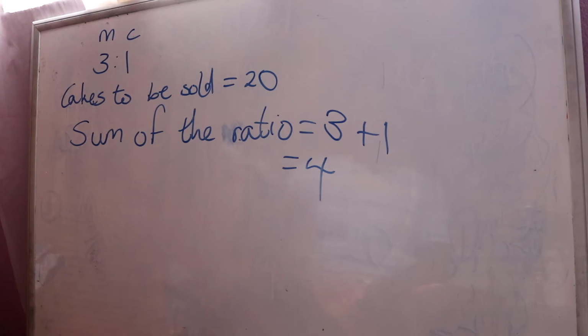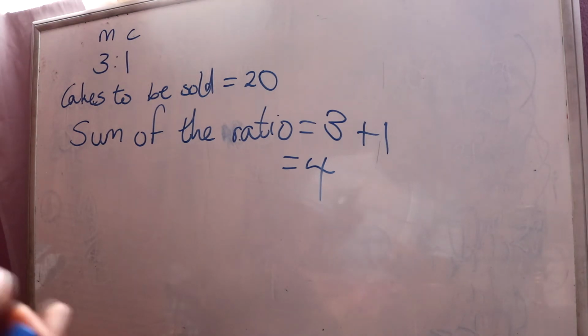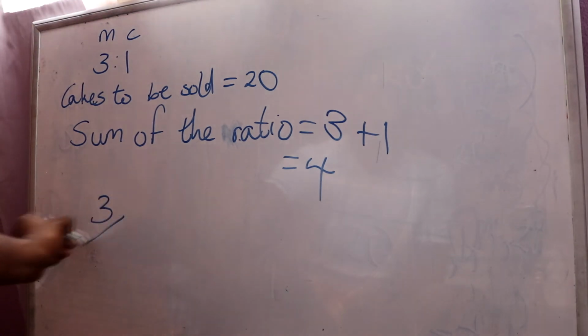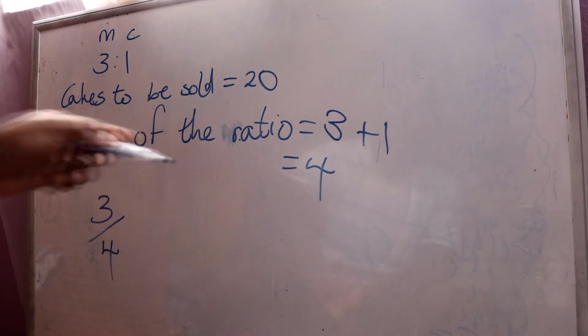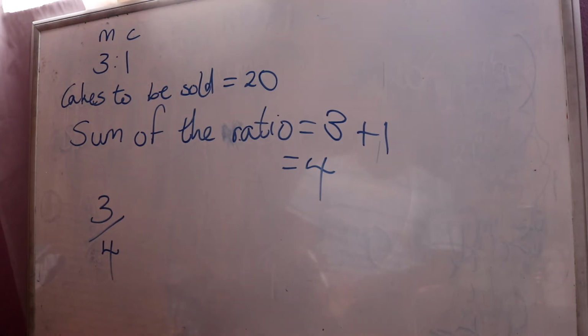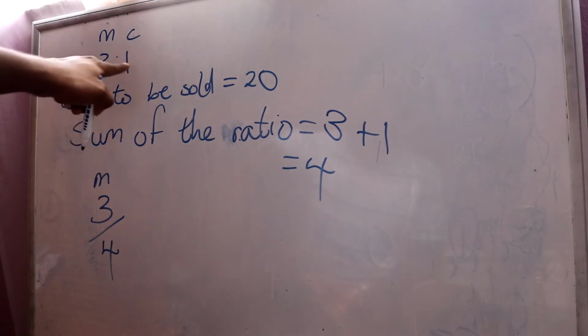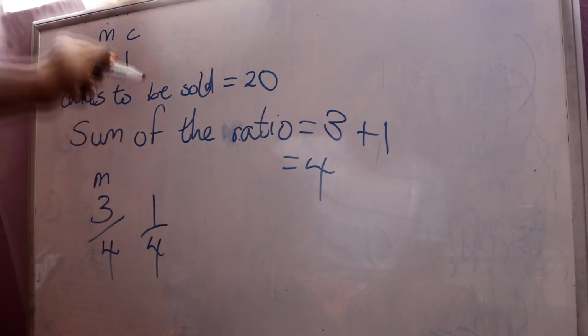Now, these numbers representing the muffins and the cupcakes in the ratio can be expressed as fractions of the total cakes to be sold. How? We take the number in the ratio as the numerator, and the denominator is the sum of the ratio. So of the 20 cakes that were sold, 3 quarters are muffins and 1 quarter, the 4 coming from the sum of the ratio, are cupcakes.